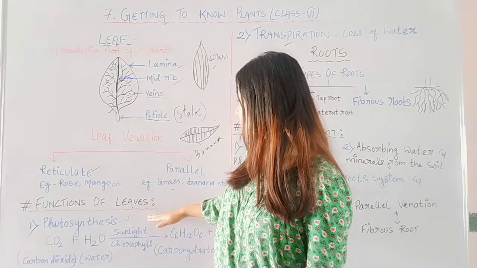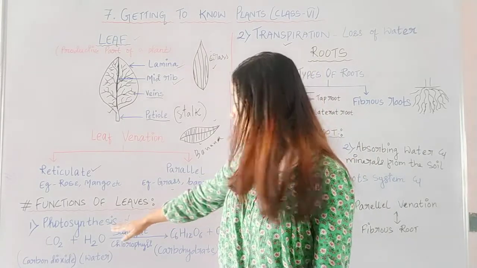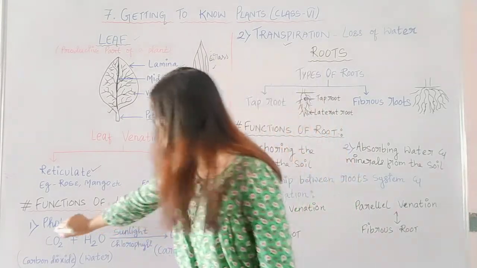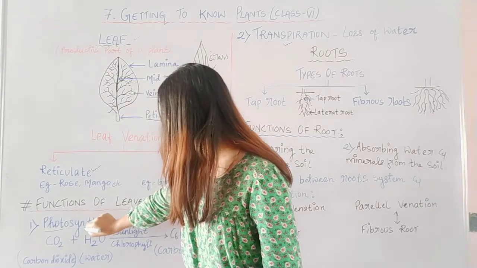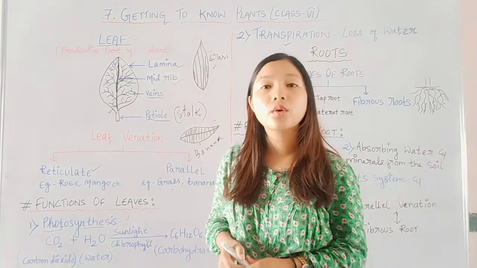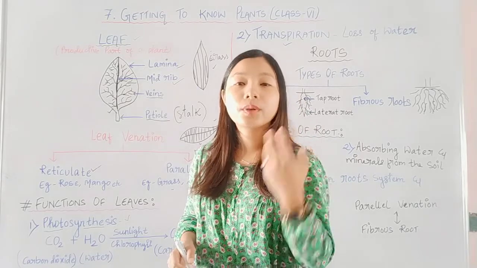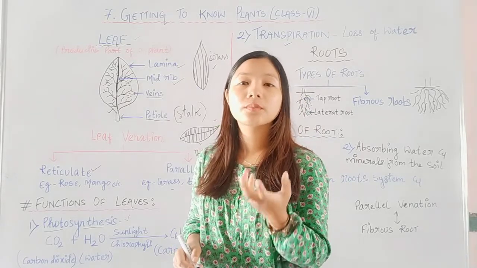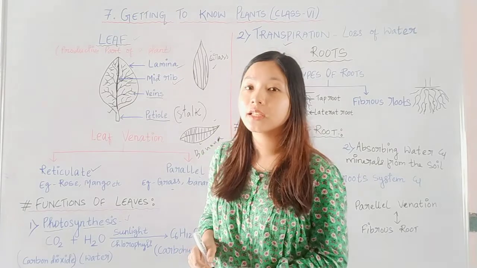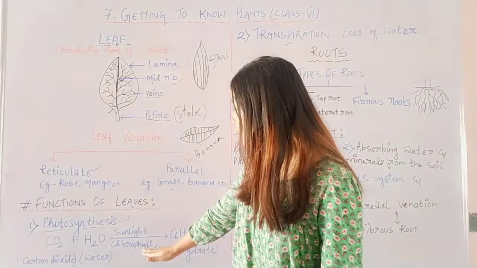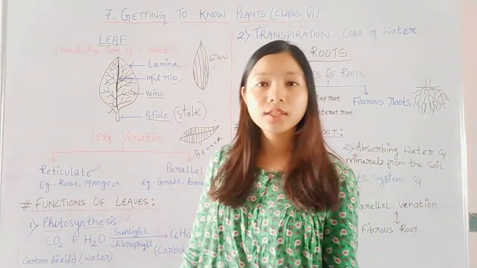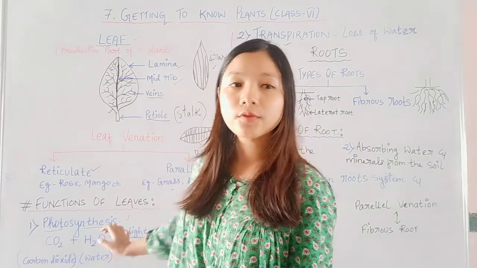So the most important function of the leaf is the process of photosynthesis. Photo means light and synthesis means to make or to produce. So, to make or prepare food, the plants require light energy. That is why I have given you one equation here. This is the equation of the process of photosynthesis.